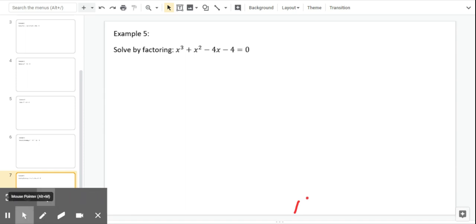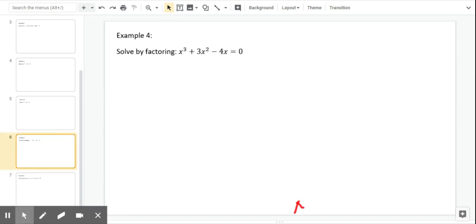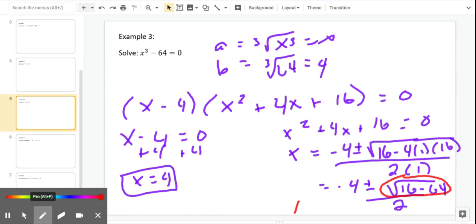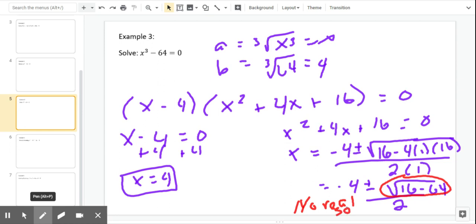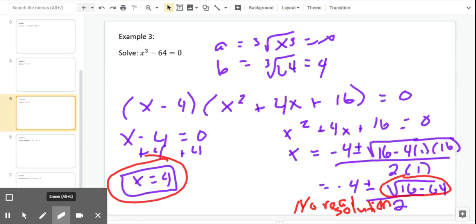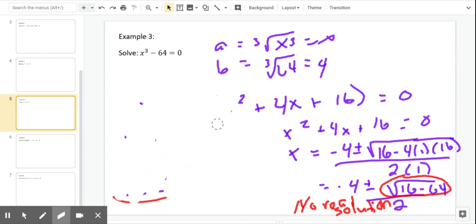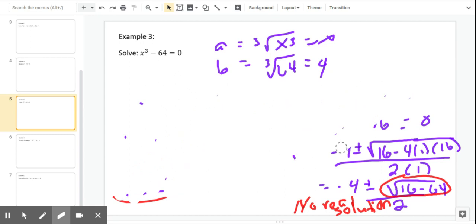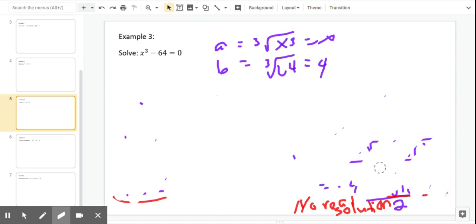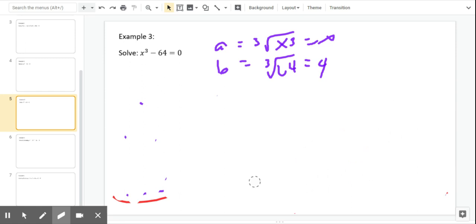Since that discriminant is negative, no real solutions here. So that means our only answer is x equals 4. Now, I will say that this was the hard way to solve this one, so let's do it the easy way. This is perfectly fine if this is where your brain wants to go, and you can definitely factor that using the difference of 2 cubes. That's fine, but there's a much, much easier way to solve this one.